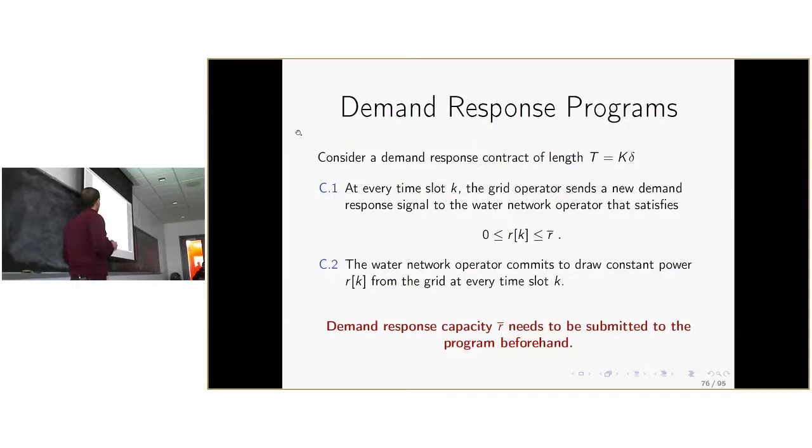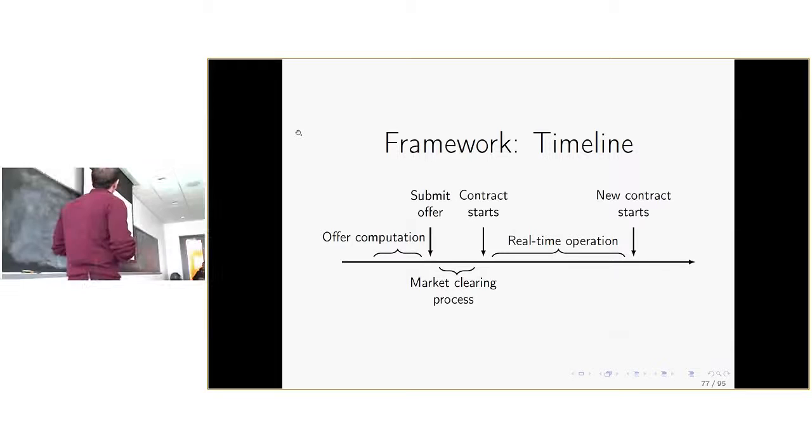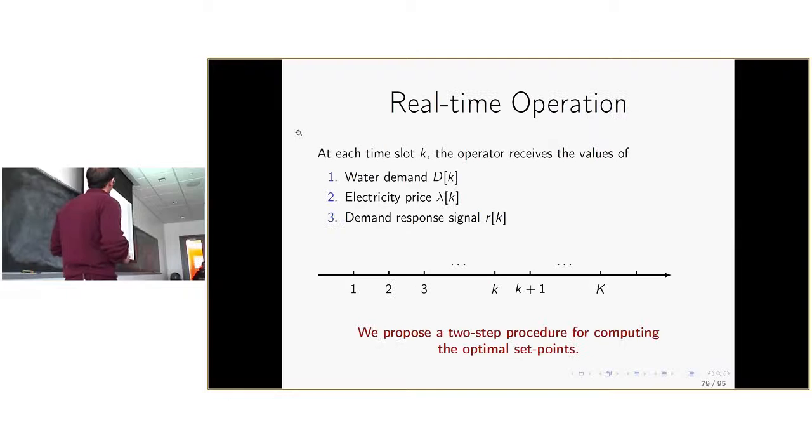The grid operator is going to send a demand response signal R_k at time slot k, and the water network operator is going to take this amount of power from the grid and use it. I'll tell you how they can use it. The timeline is computing the offer, then going to the energy market, and then real time operation. Here we focus on the real time operation. At each time slot k, the water operator estimates its demand, receives the price signal from the grid operator, and also receives a demand response signal from the grid operator.